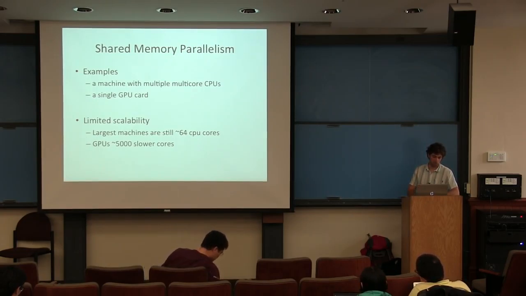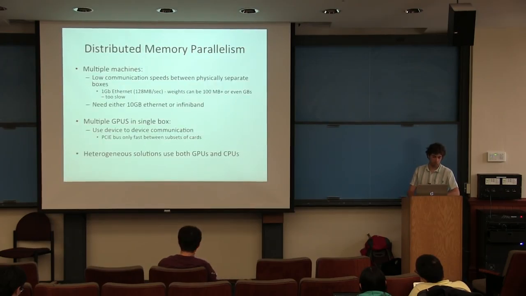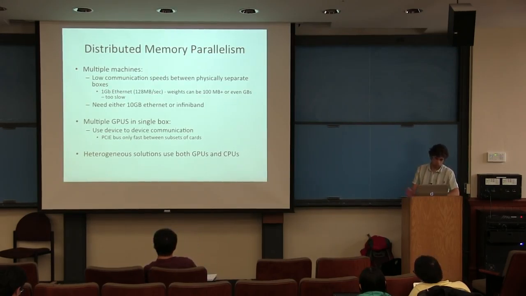Unfortunately, even though you can parallelize on these, you have limited scalability. The largest machines are still 64 cores. GPUs are 5,000 cores, so it's still not great. We want to move beyond that. So we want to go to distributed memory parallelism. If you take the previous models, you can distribute them in parallel across different computational nodes. There are some things to be aware of as you're doing that.